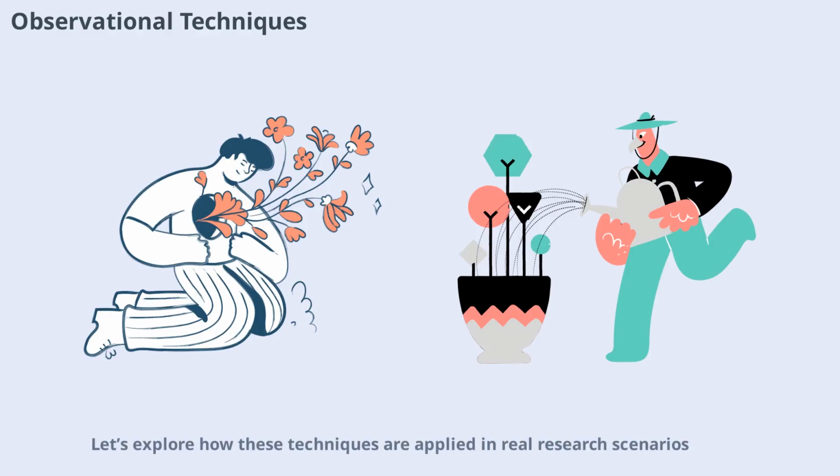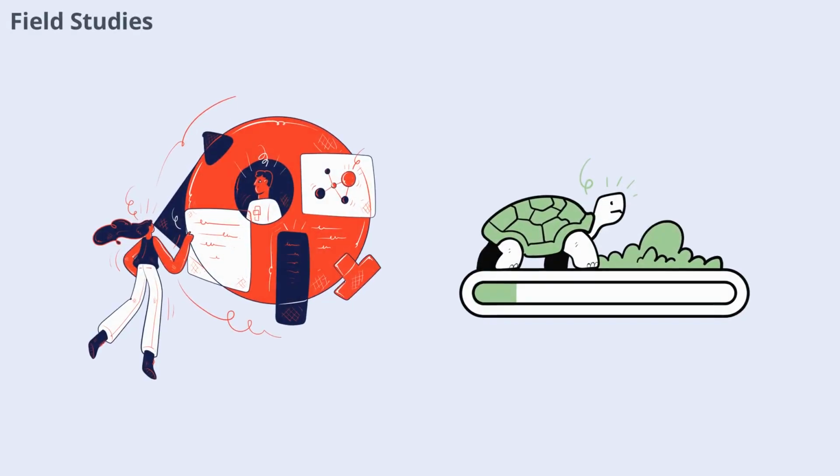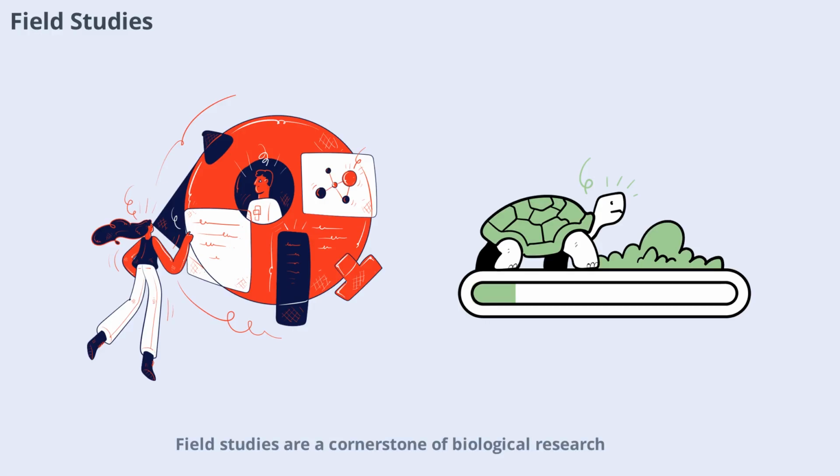Let's explore how these techniques are applied in real research scenarios. Field studies are a cornerstone of biological research, allowing scientists to collect data directly from natural habitats. Researchers venture into forests, oceans, grasslands, and other ecosystems to observe and record information about organisms and their interactions. This approach provides valuable insights into how species adapt to their environments and respond to changes. Field studies often require careful planning, specialized equipment, and a keen eye for detail. The data gathered can include everything from animal migration patterns to soil composition.